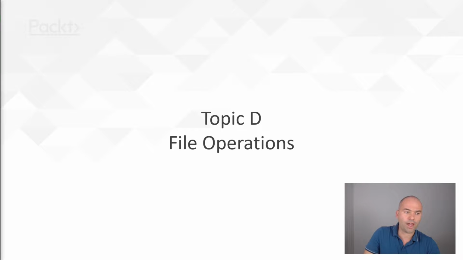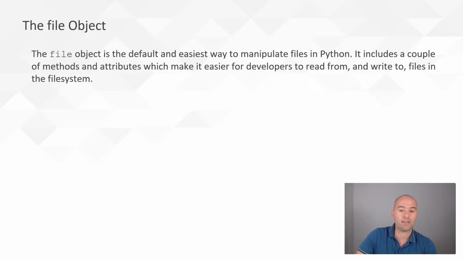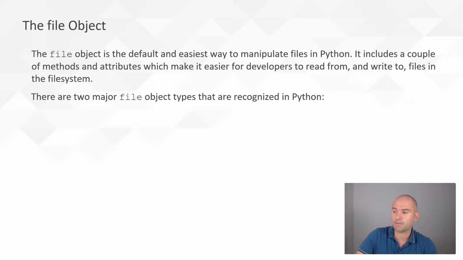Topic D, file operations. Files in Python, much like everything else, are objects, and as we've covered in lesson 8, objects have attributes and methods, and many of these are very useful to us when we manipulate files. But before we get to them, I'd just like to cover one thing. There are actually two types of files.